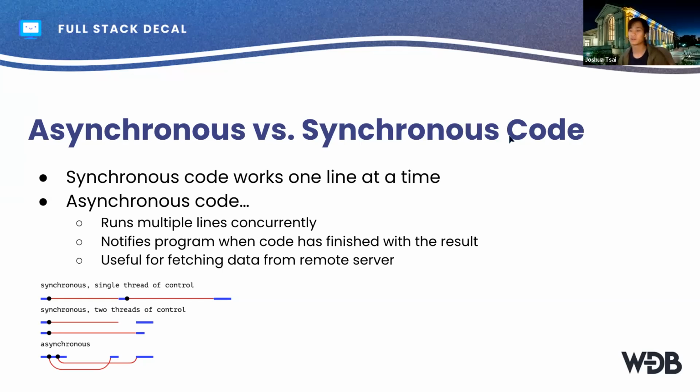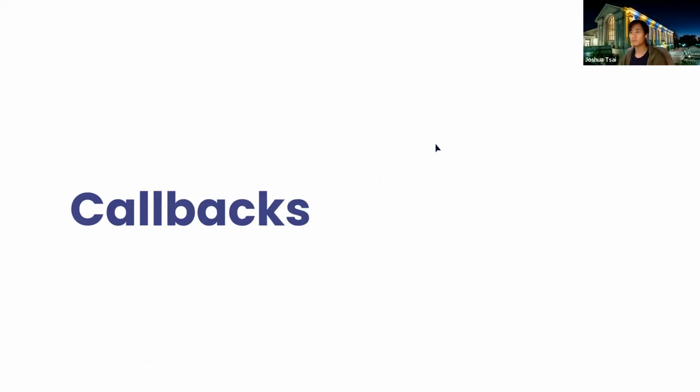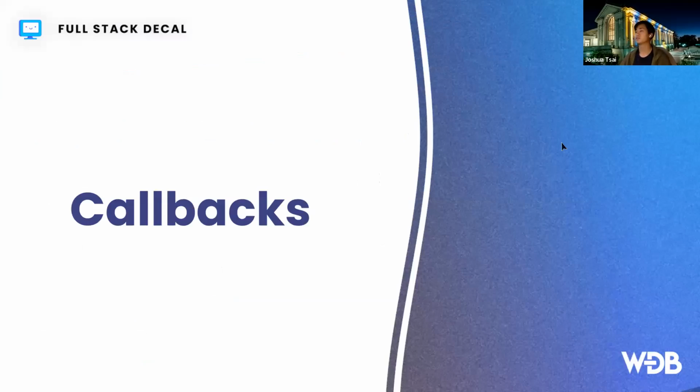However, for asynchronous code, you can see that there are two sort of function calls or two processes that are run simultaneously at the same time. And regardless of when they are finished, you can keep running as many as you want. And that should help with the performance of your code. And so moving on to how we implement this kind of asynchronous code in our own projects.